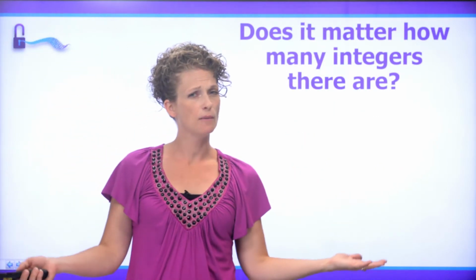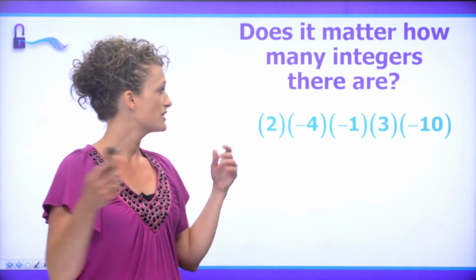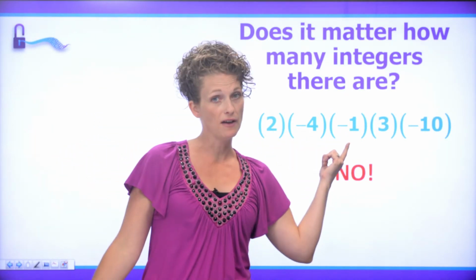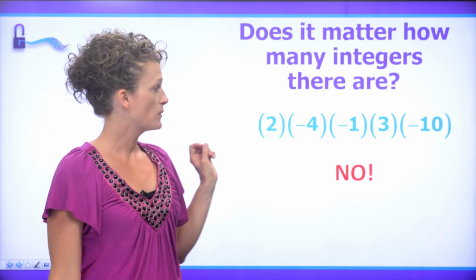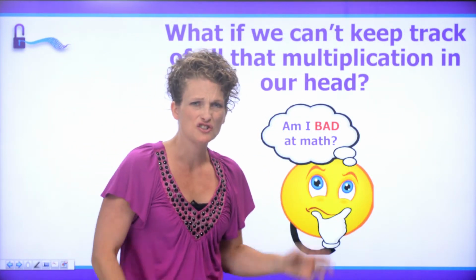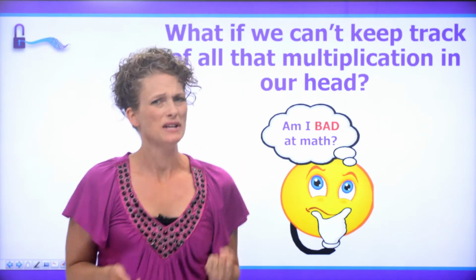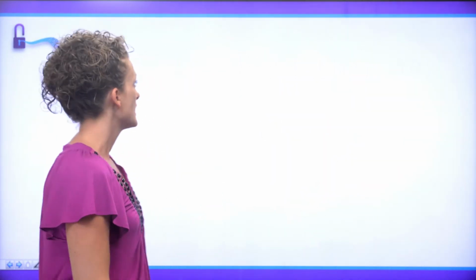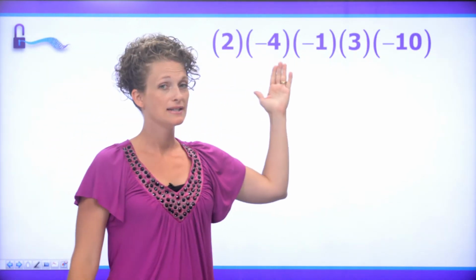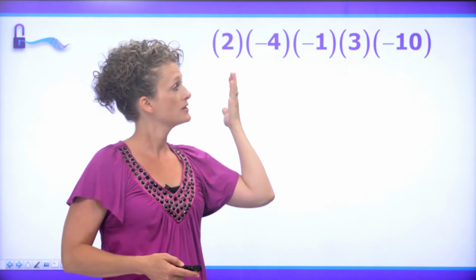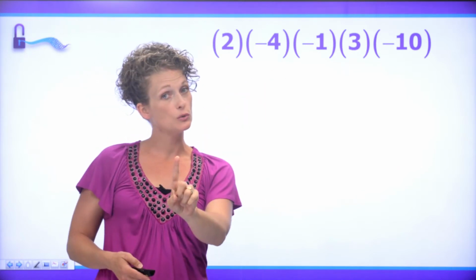Now, does it matter how many integers there are? And the answer is absolutely not. This one happens to have 5 integers, and I want to actually multiply those together. But there's a lot of integers, and we could add more. Does that mean I'm bad at math if I can't do it? Of course it doesn't. We are simply going to take those factors and we are going to multiply them all together, but only do 2 at a time.